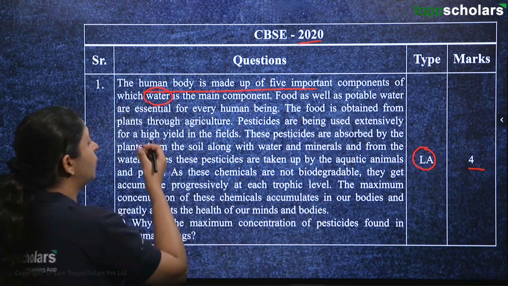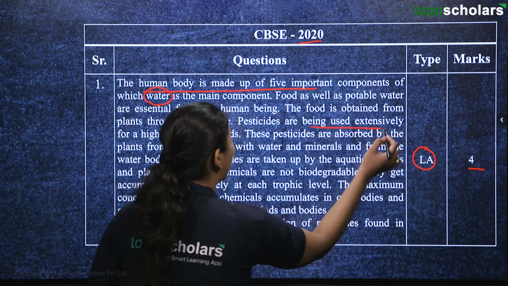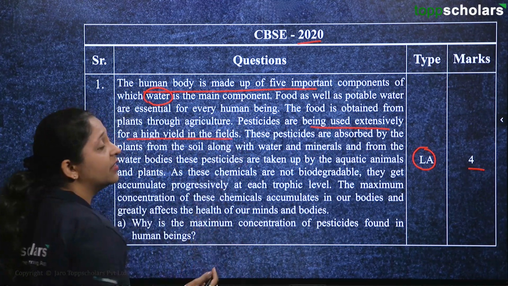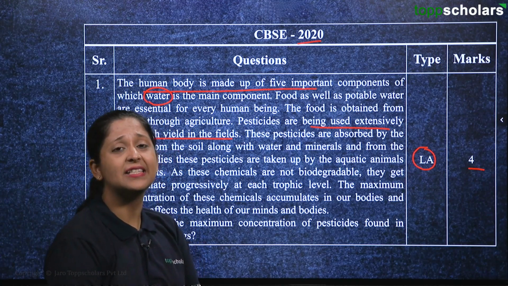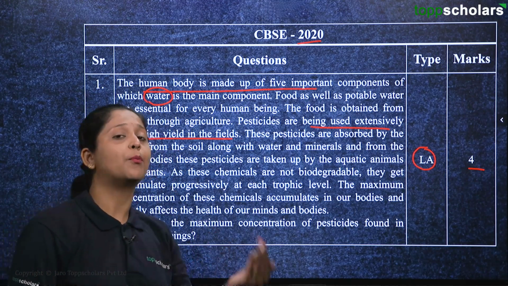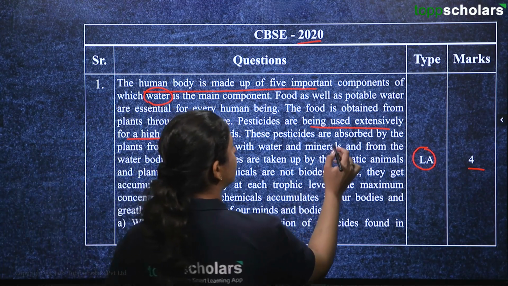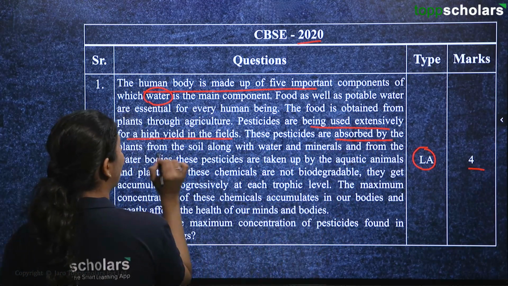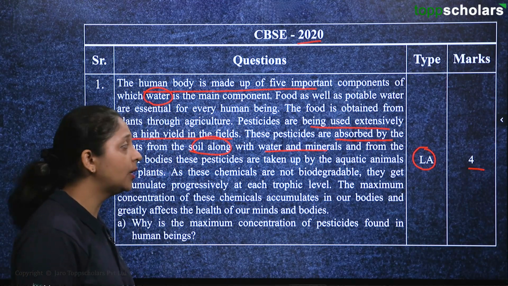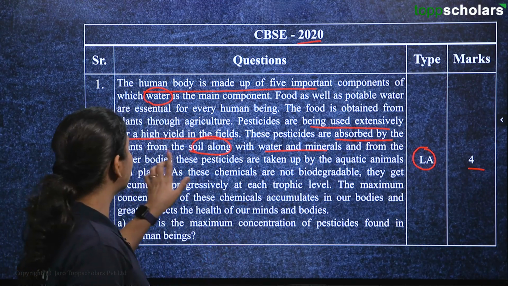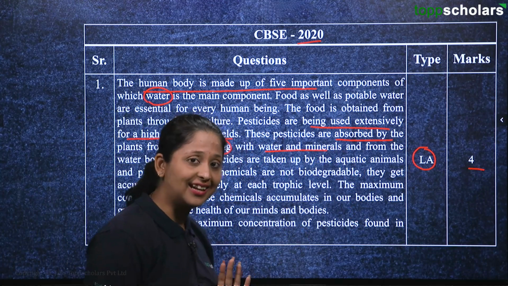The food is obtained from the plants through agriculture. Pesticides are being used extensively for a high yield in the fields. We use pesticides to eliminate the pests and insects from the field so that crop production can increase. This is very commonly used nowadays. These pesticides are absorbed by the plants from the soil along with water and minerals.